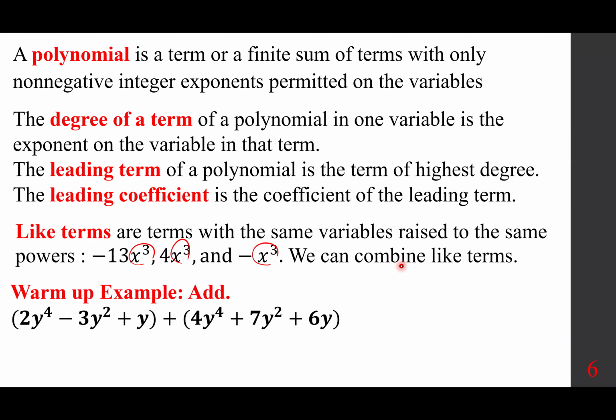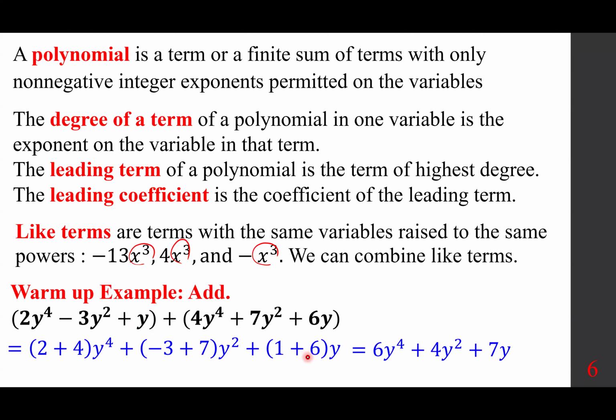Now here's a warm-up example. We want to add them up. And to do so, we can add these two, and these two. Let's put them together. So for example, this one and this one, we say 2 plus 4 times y to the power of 4 and the rest of it. Do you have to take this step? Not necessarily, but just in case. So 2 and 4, this is 6y to the power of 4. This is negative 3, positive 7, makes it positive 4y squared. This is 1y, and this is 6y. They add up to 7y.